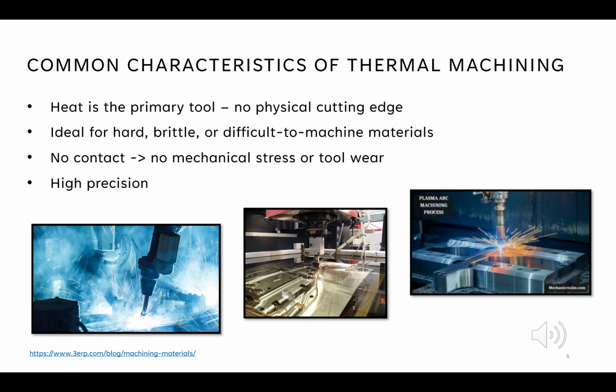All thermal machining processes share some key features. First and foremost, they use heat, not mechanical force, to remove material, which is why they don't rely on cutting edges or tool pressure. This allows us to machine very hard or brittle materials that would normally fracture under traditional methods. Another benefit is that there is no tool wear because there's no contact. This means better dimensional control over time. Since these processes are highly focused and controllable, they're often used for high precision or micro-scale parts, and many are integrated into automated or CNC-based systems.